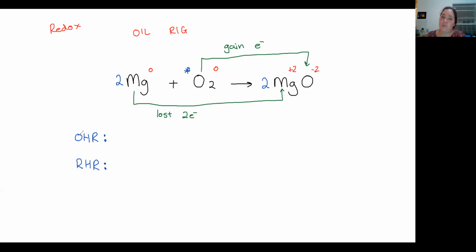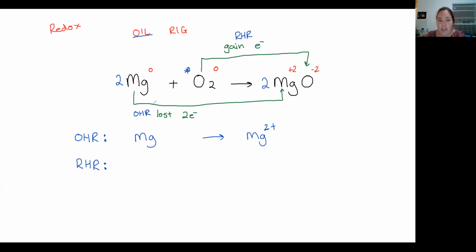So for my oxidation half reaction, oxidation is loss, okay? This is my oxidation half reaction. Magnesium is going to lose 2 electrons. This is my reduction half reaction. Oxygen is going to gain 2 electrons. So let's start with my oxidation half reaction. We start with magnesium and we finish with magnesium 2+.